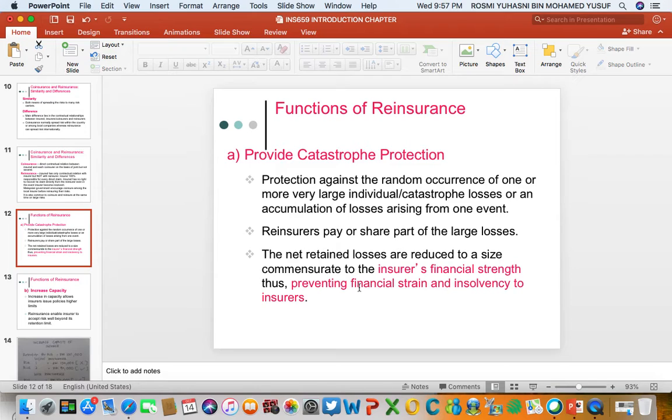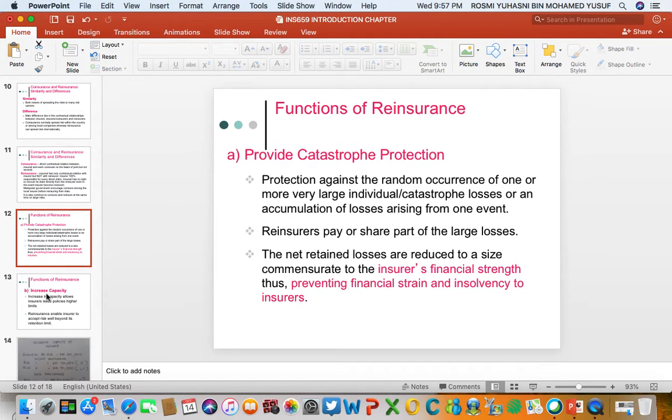Whatever capital that they have, those are the level or the threshold or the limit that they can pay. So whatever losses that they are prepared to pay is based on their financial strength. So with reinsurer, when reinsurer help to pay part of this claim, it will prevent the insurer from going into bankruptcy or insolvency. Okay.